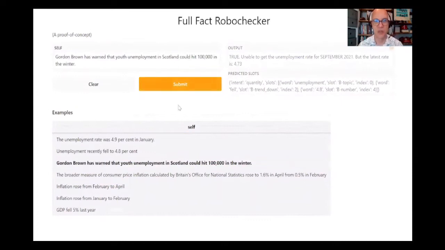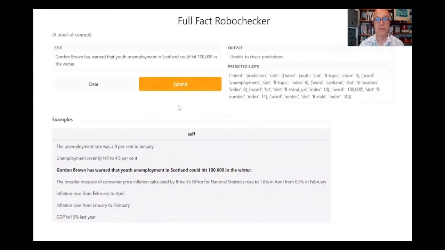So far, so good. Let's try another one. In this case, Gordon Brown, the former Prime Minister, is making a prediction about the impact of COVID. And of course, we cannot know the future. So the system just replies, unable to check predictions.